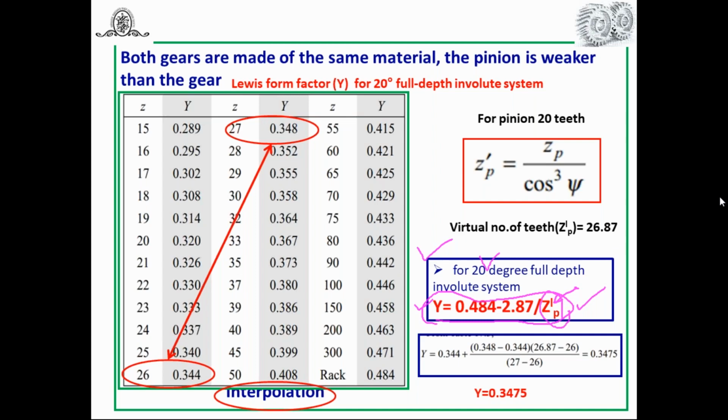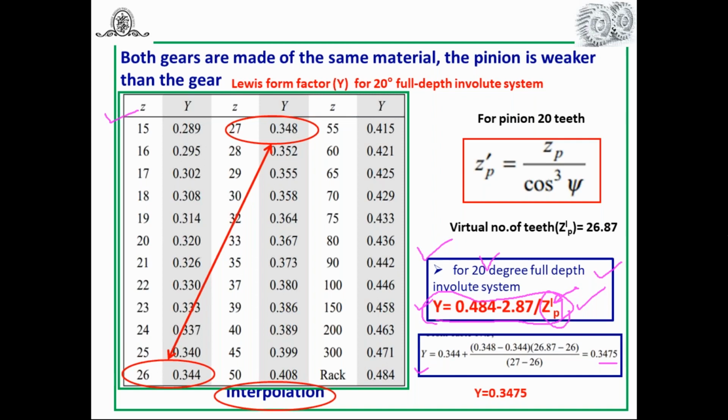Similarly, for the 22.41 degree system, Y is given by the corresponding relation. Hari, it's okay, don't bother about that. I will discuss that there is some variation. If you use the direct equation versus a chart, there is some variation in the value of the Lewis form factor. But why am I telling these things? If a chart is available, you can use the chart.